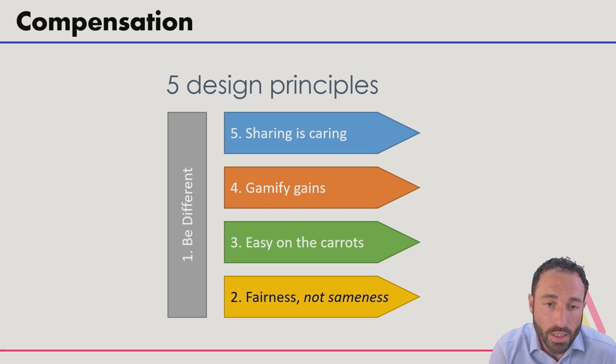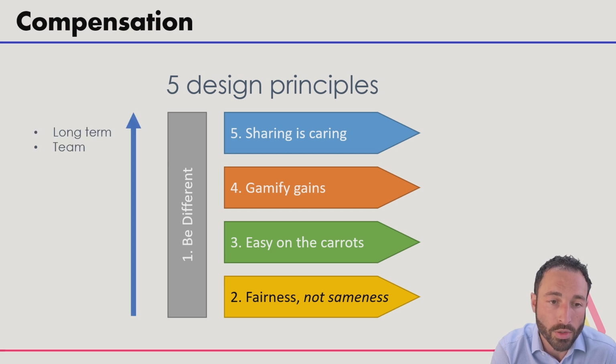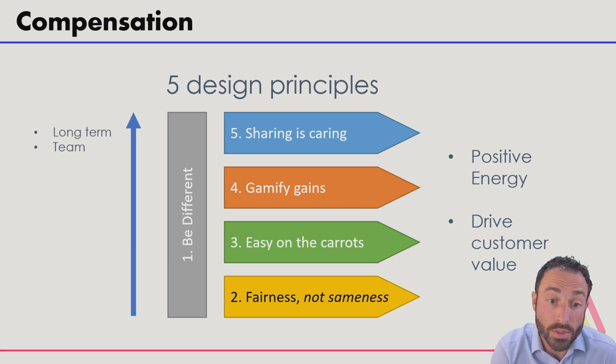So diving into the content of the book specifically, Scaling Up Compensation, the ideas in the book are built around 5 core design principles. The first, which really supports the other 4, is about being different and getting the cultural element of your compensation system right. The others are stacked up in this way because as we go up the scale, we're looking towards more team-focused design principles and focusing more on the long term. The purpose of any compensation system is to drive value to your customers, help drive profits to your bottom line, and help build positive energy within your business machine.